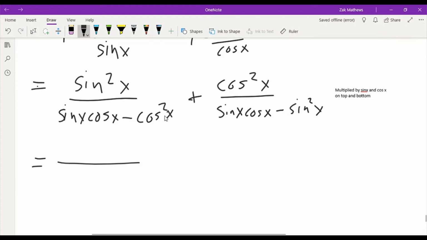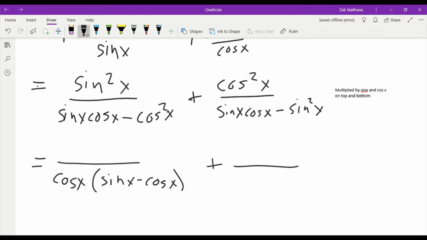So what I'm going to try is to factor out anything that I can. I know on the bottom I can factor out that cosine x. That'll leave me sine x minus cosine x. On the second one over here, if I'm just concentrating on the pieces I can factor right now, I can factor out a sine, and that would leave me a cosine x minus sine x.